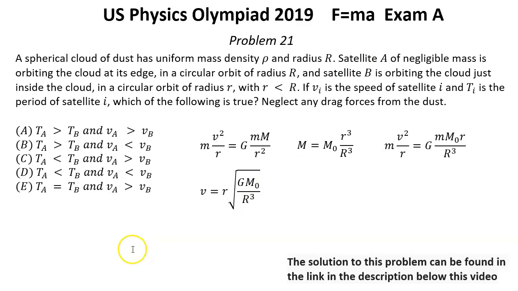To find the period, we divide the total circumference of the orbit by the speed. The period equals 2 pi r over v. Using this expression, we see that the period does not depend on the radius, so both periods are equal to each other. It means that answer E is the correct answer, and that was the solution for problem number 21.